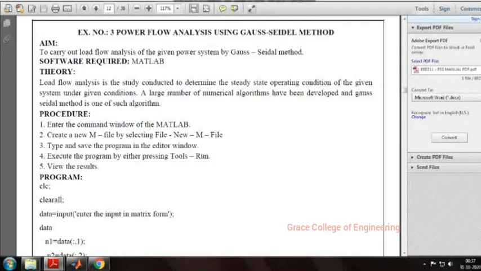We are going to see experiment number 3 of the Power System Simulation Laboratory, that is power flow analysis using the Gauss-Seidel method. There are several load flow analysis methods like the Gauss-Seidel method, Newton-Raphson method and fast decoupled method. We are going to do this experiment using the Gauss-Seidel method.